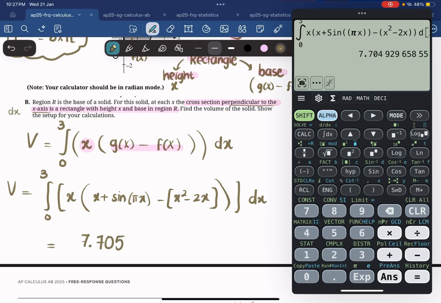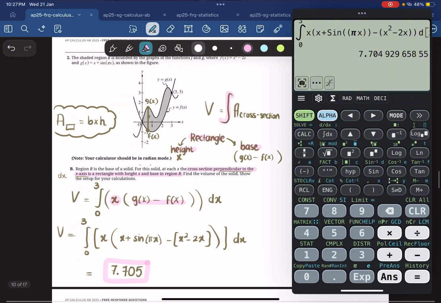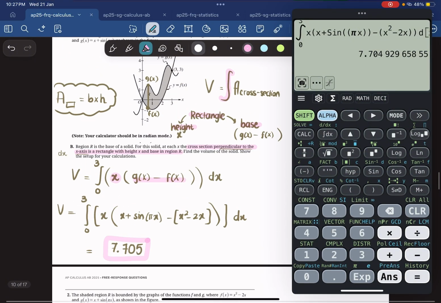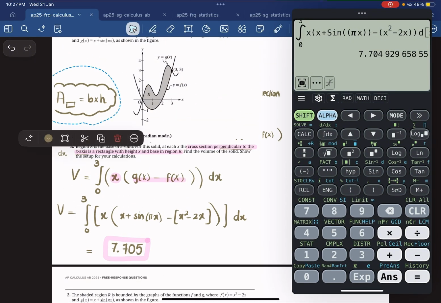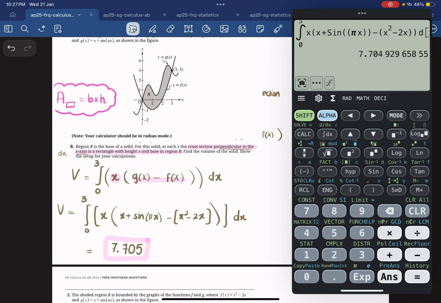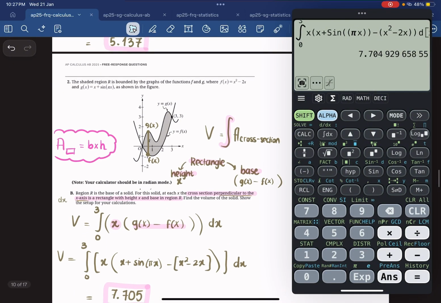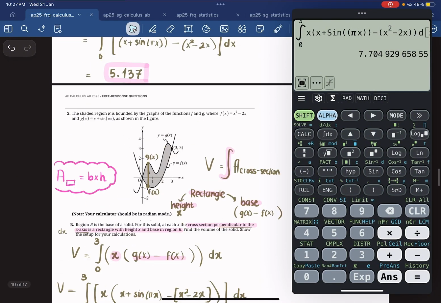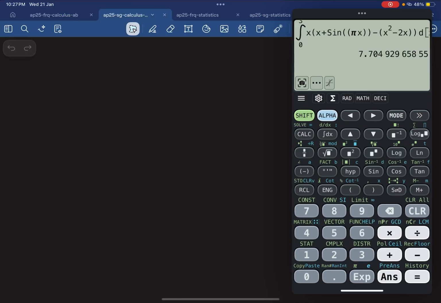7.7049, so 5. So that's my final answer for the volume in part B. Okay, so for this rule, since I'm color coding the rules in dark pink, we're going to write the rule just like that. Okay, so let's just keep it this way. So that's part B.